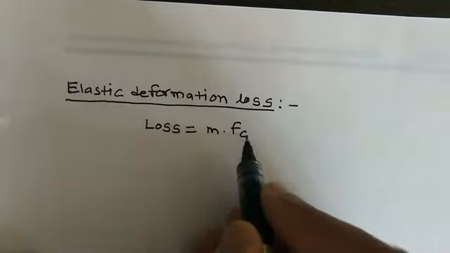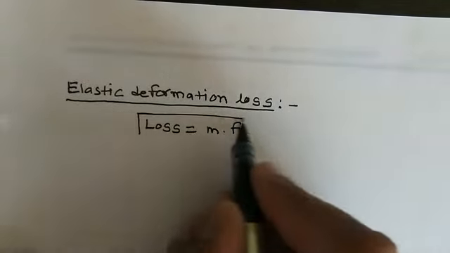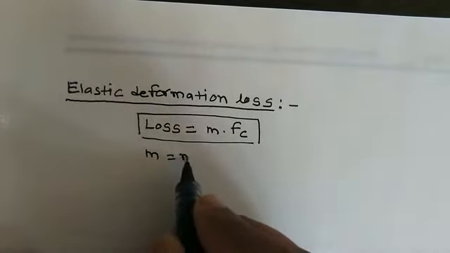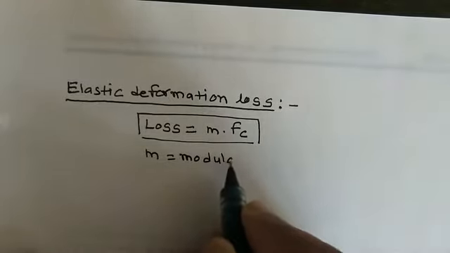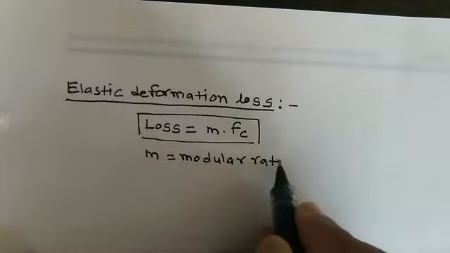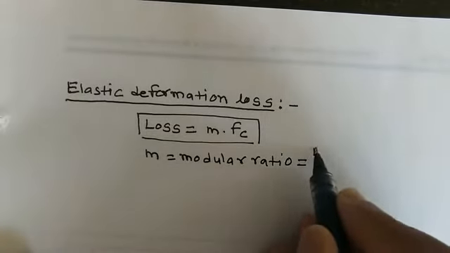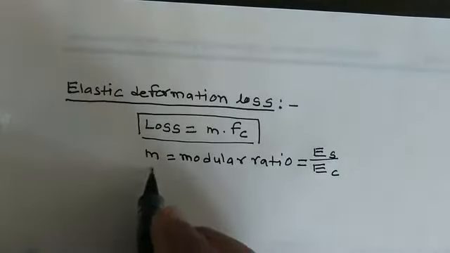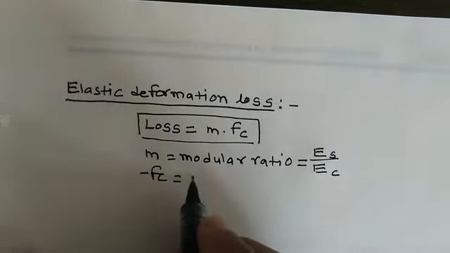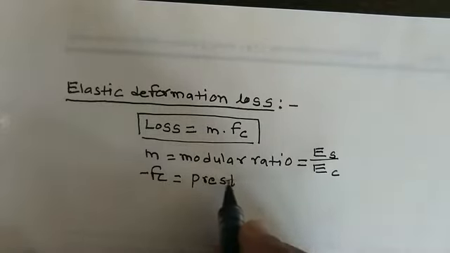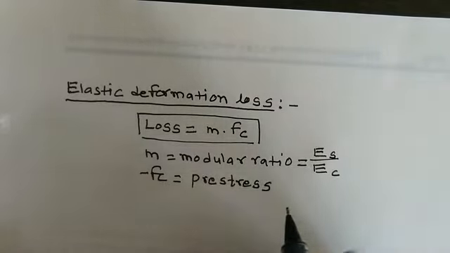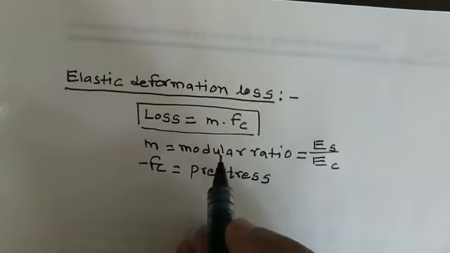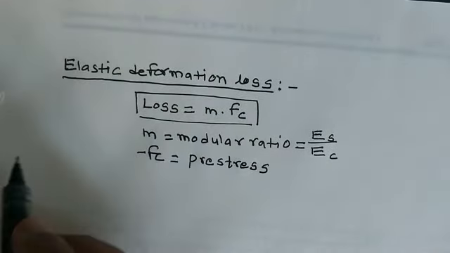M into Fc, where M is equal to modular ratio, it is the ratio of Young's modulus of steel divided by Young's modulus of concrete, and Fc is equal to pre-stress. Simply multiplying both these values, we can find out the elastic deformation loss.